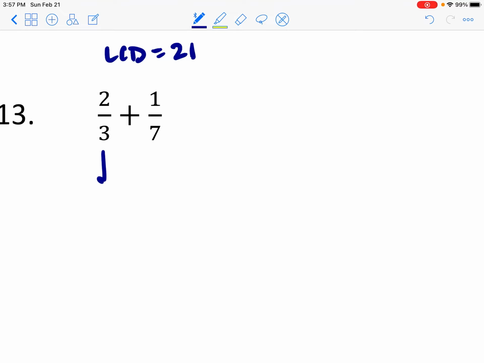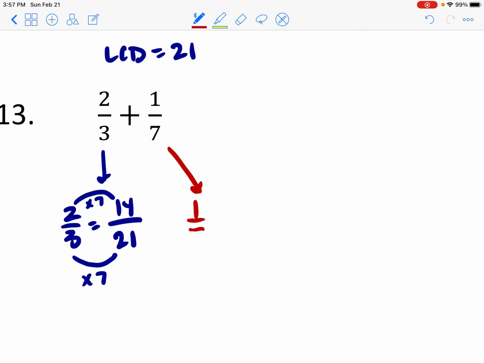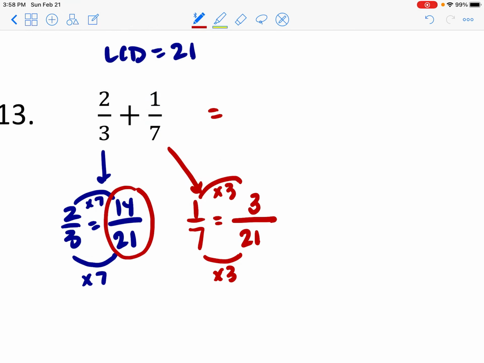So how do I make 2/3 an equivalent fraction with 21 as its denominator? Well, I had to multiply by 7 to get to 21 here, which means I'll do the same thing on the top. Multiply by 7 to make 14. And then here, how do I make 1/7 an equivalent fraction with a denominator of 21? Well, I have to multiply by 3 here, which means I've got to do the same thing on the top and get 3. So it's going to be 3 over 21. So my problem is really what is 14 over 21 plus 3 over 21. Okay?